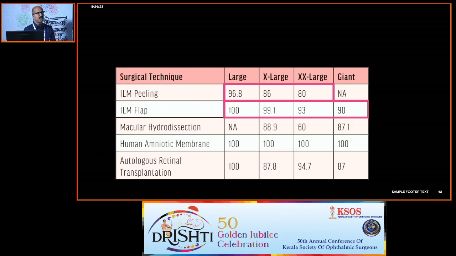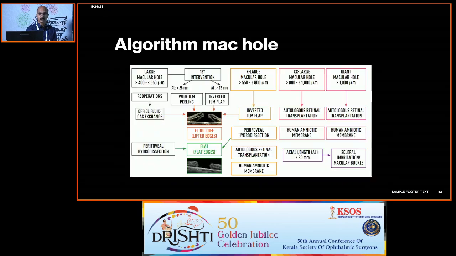So these are the surgical results of large macular holes, and the study clearly showed that when you use something to stuff the macular hole, definitely the success rate improves. Especially ILM, macular hydrodissection, human amniotic membrane transplantation, or even an autologous retinal transplantation, all have improved the success rate of large macular hole surgeries.